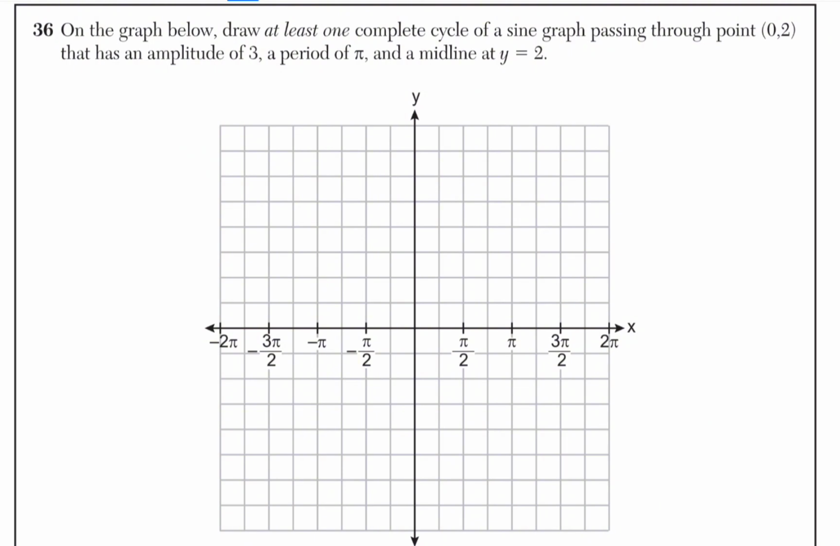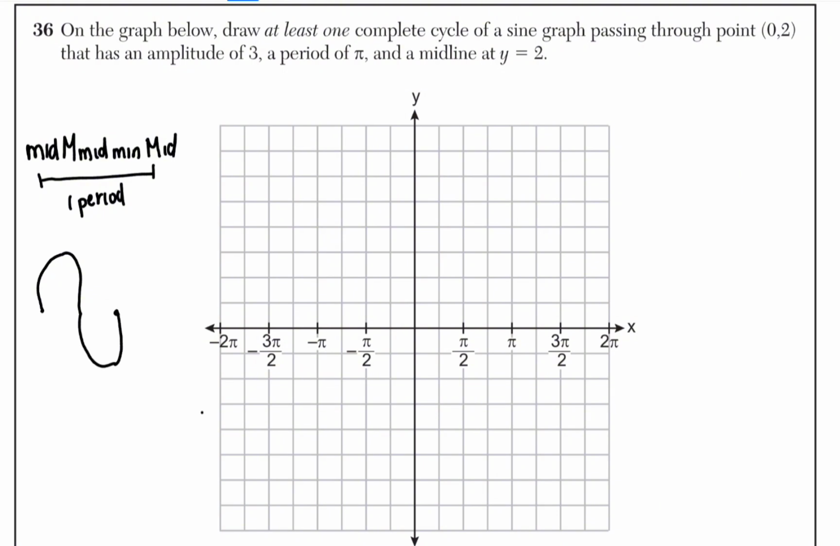So first things first, we're going to remember that a sine graph follows this order. It goes midline, max, midline, min, midline. That would be one period. Okay? That's how it goes. Midline, max, midline, min, midline. This is what it's supposed to look like. That would be a sine graph.